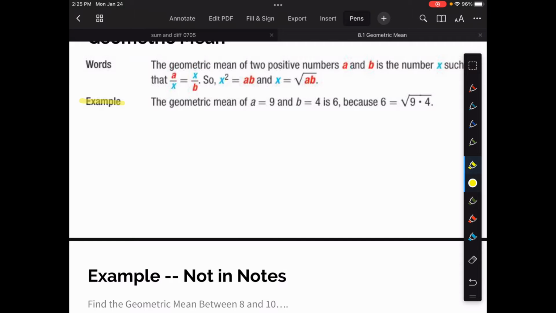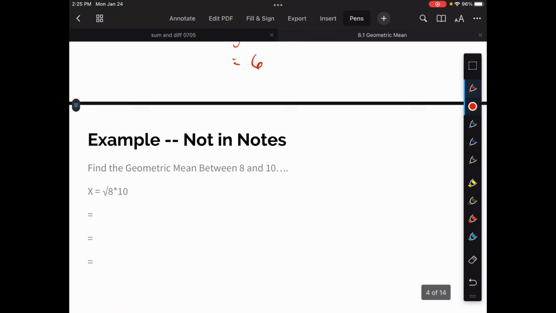You have this example where you have the numbers 9 and 4. The geometric mean of 9 and 4 is simply take 9 times 4, which we know is 36, and then take the square root. The square root of 36 is 6. The geometric mean of 9 and 4 will be 6. So that's what a geometric mean is.